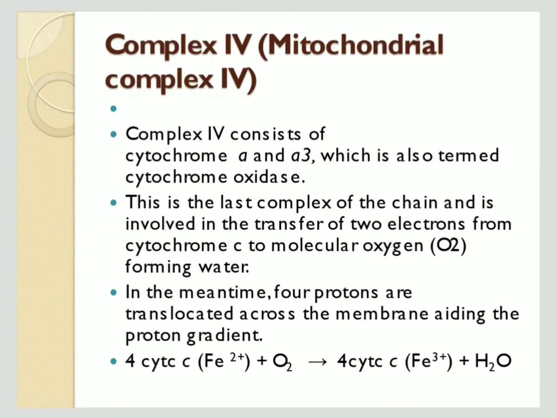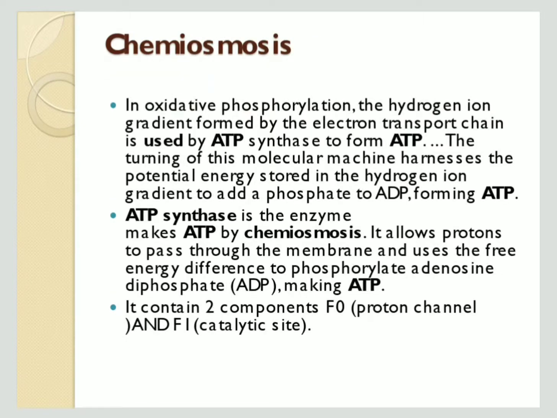So next, complex 4. It consists of cytochrome a and a3, which is also called cytochrome oxidase. This is the last complex of the chain and it involves the transfer of 2 electrons from cytochrome C to molecular oxygen. The molecular oxygen is the last acceptor, and it will react with the protons inside the mitochondria and they will form water.